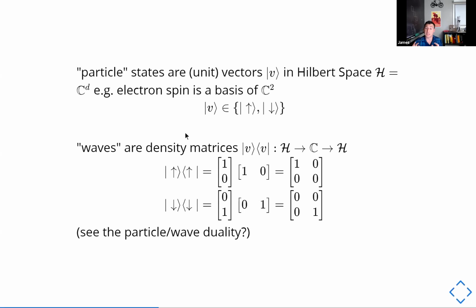But mathematically, it's incredibly boring. Because all it's saying is to take your vector, transpose it, and multiply. You'll get a square matrix. And this image of the square matrix will be the vector you started with. And then the kernel will be perpendicular to it. So this is what's called the density matrix. And this is also the wave, the probability wave.